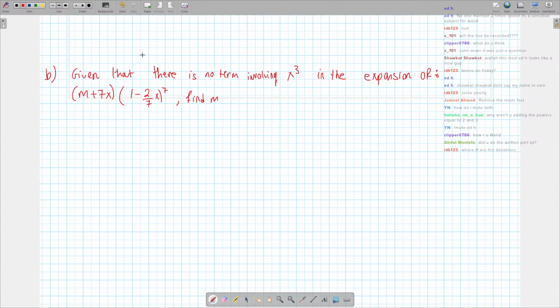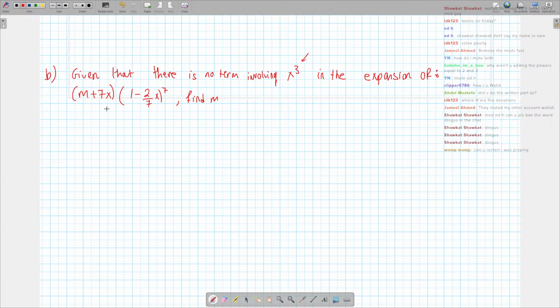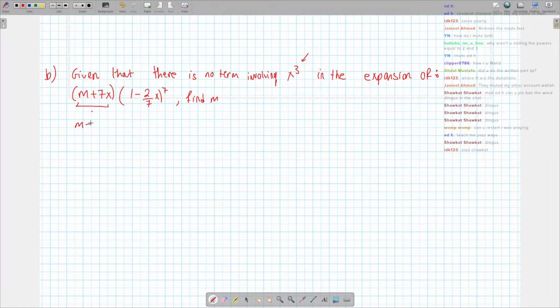Okay, I'm going to focus more on the solving. Given that there is no term involving x cubed in the expansion of this, find m. Okay, so in this term, it's like in the top question. You can go back in the recording. Okay, given that there is no term involving x cubed in the expansion of this, find m. We want to expand, okay? It's the same as expanding m plus 7x times this, 1 minus 2 over 7x to the power of 7.